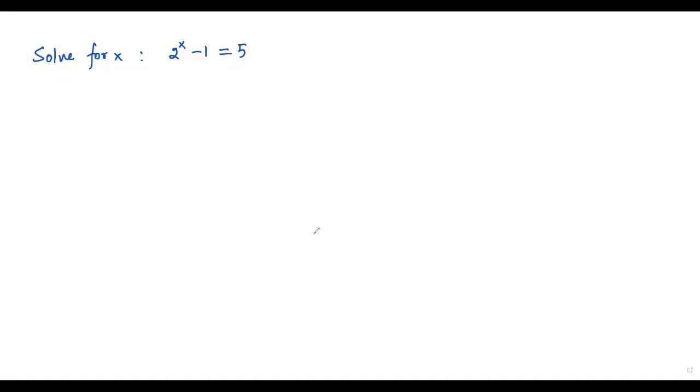Here we have to solve for x in the given exponential equation. Okay, for that, first let's simplify the given exponential equation. Here we have -1 and here we have a constant value 5. When I add 1 to both sides, the equation can further be simplified.